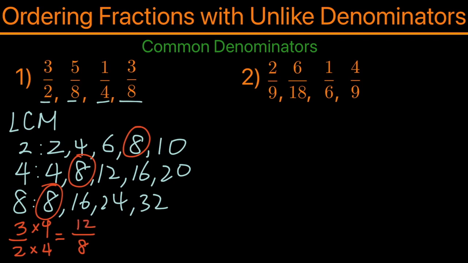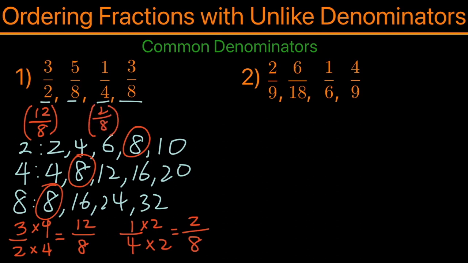And we get 3 times 4 is 12. So 3/2 is equivalent to 12/8. So we'll write 12/8 underneath 3/2. Now the second number that we have is 5/8. And 5/8 already has a denominator of 8, so we'll leave that as it is. Next, we have 1/4, and converting to 8 requires the denominator to times by 2 and the numerator times by 2. And we have 2/8, and so we'll write 2/8 underneath. And the last one, 3/8, is also with 8 as a denominator, so we don't need to do anything there.